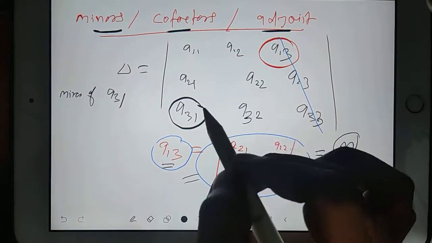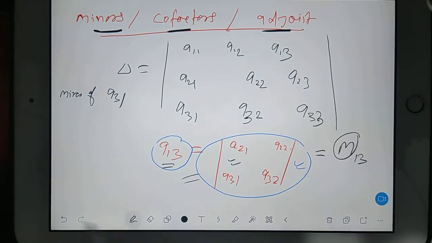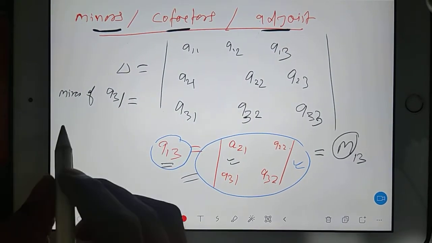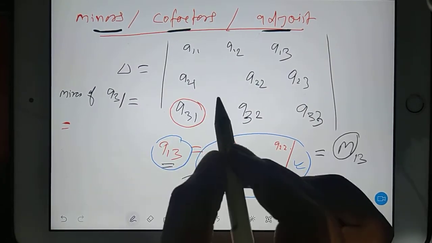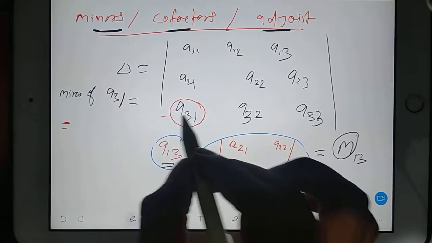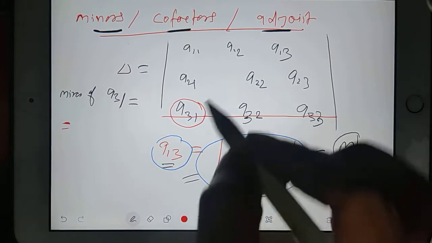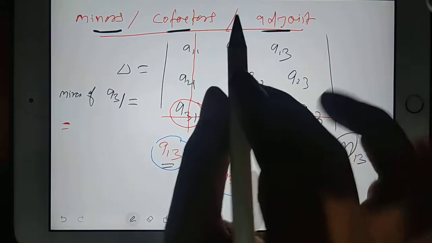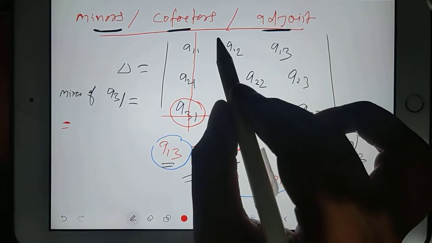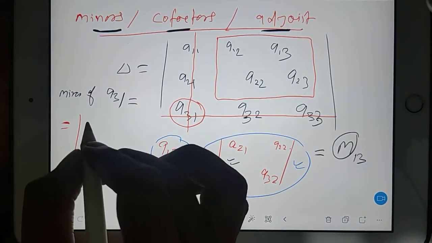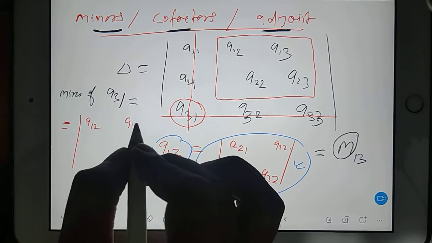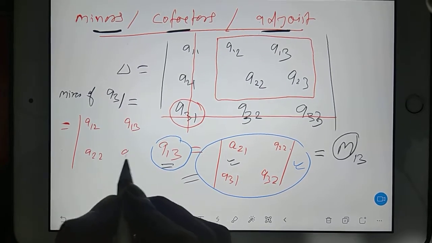I will erase this. So the minor of A31, how will I find it? First thing, where A31 is sitting, it is sitting here. In which row is it sitting? In this row. So leave the elements of that row, and it is sitting in this column, so leave that column as well. Now what is remaining? These 4 elements are remaining. So you put one determinant sign and put A12, A13, A22, and A23.